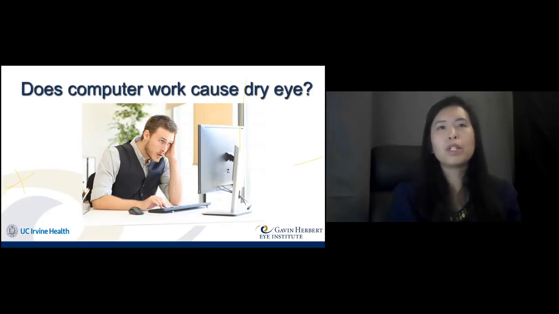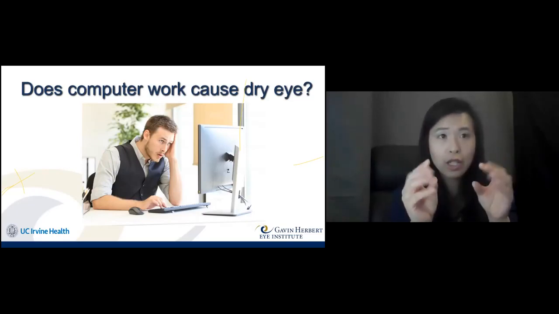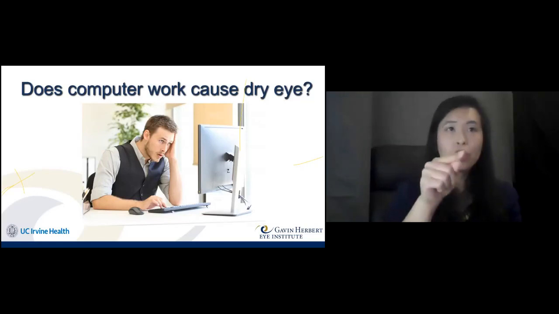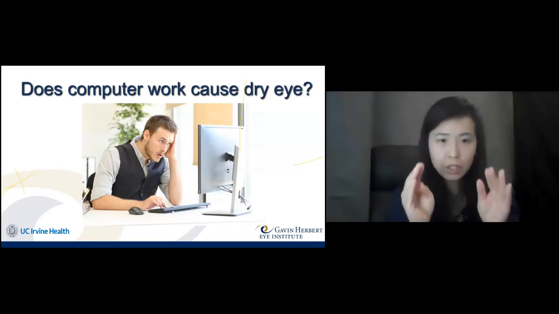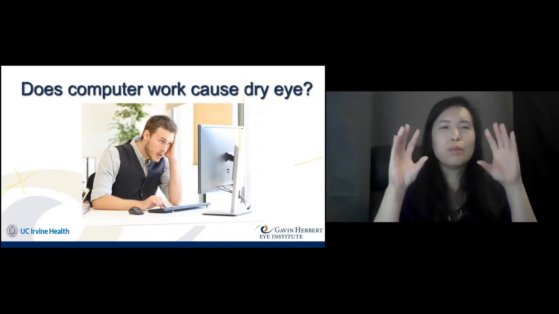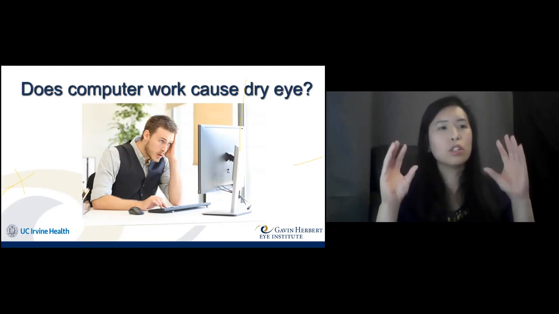So let me put it another way. It doesn't have to be computer. It could be you staring at a television screen or reading a book for hours or looking at your phone for hours. Anytime you are looking at one thing, one distance, and really paying a lot of attention, concentrating on looking at that thing for a long period of time, just like the gentleman in this picture, you're staring at that computer screen. You're concentrating, you don't want to miss anything. Naturally, your blink rate, maybe normally once every 10 seconds, just subconsciously slows down.